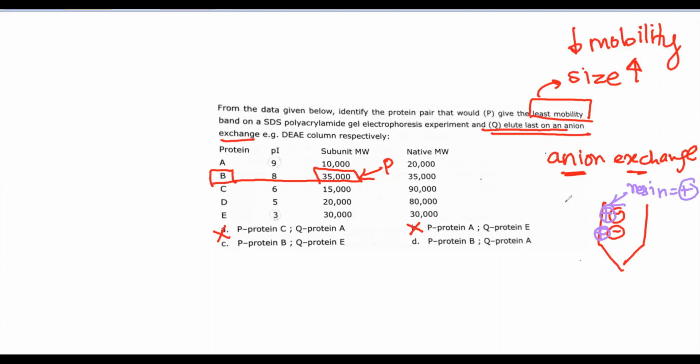What is it going to exchange? Anion. So therefore, what is the charge of the resin? The opposite, that is positive charge. Okay. So now what are they asking? Which one will elute last?